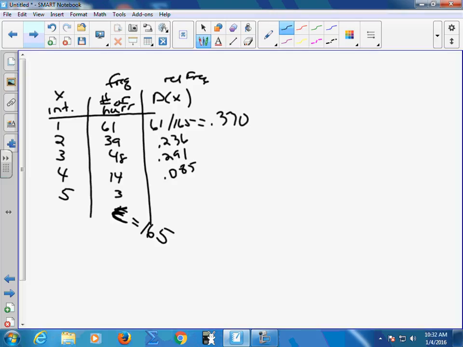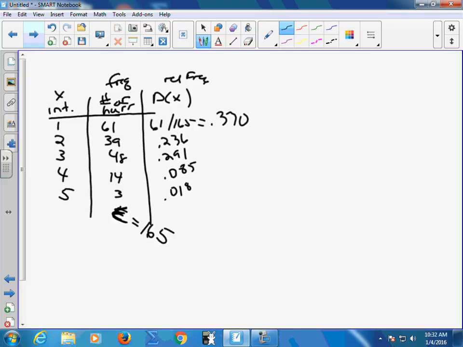You can kind of see, thank God, that we don't have a lot of 5 hurricanes, because they're the real bad ones. We've got a lot of 1 hurricane, and it's odd that we have more 3s than 2s, but maybe that's just the way things worked out.